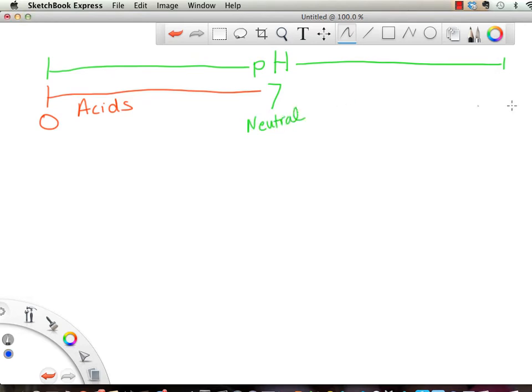And then I like to do blue because blue is what it turns litmus paper. That's going to be your base. Highest you can go is 14. And that's the strongest base that you can get. Now, things that we like to remember about each one is an example of something that's neutral. Is going to be a salt.